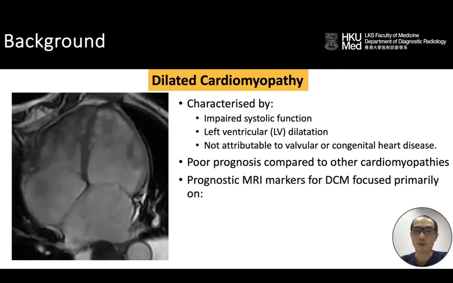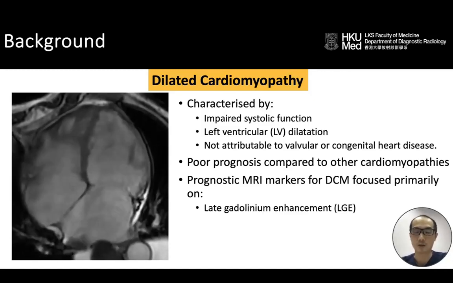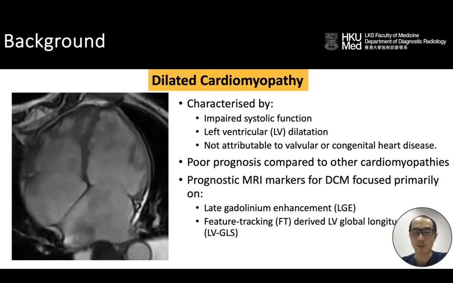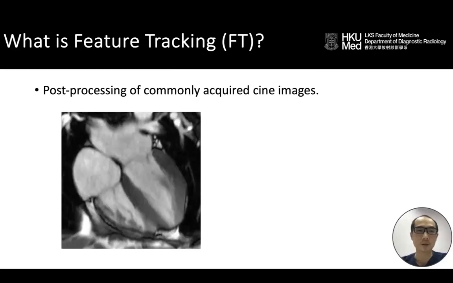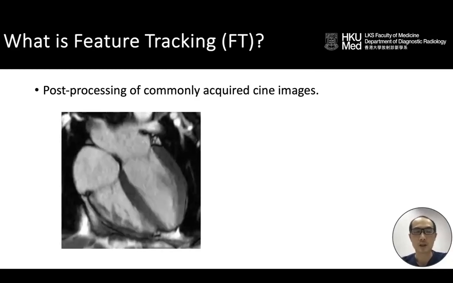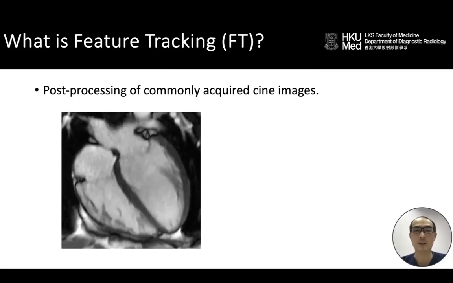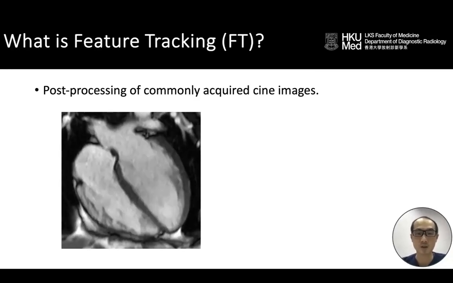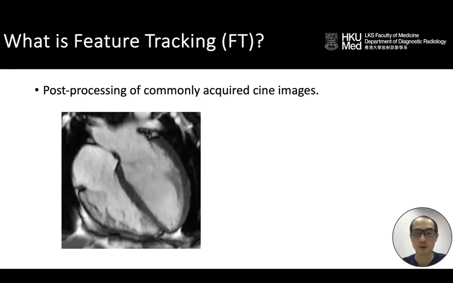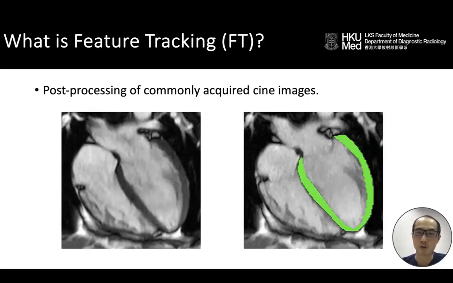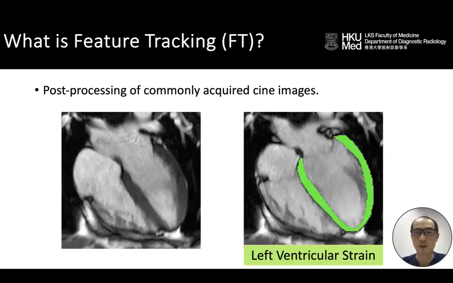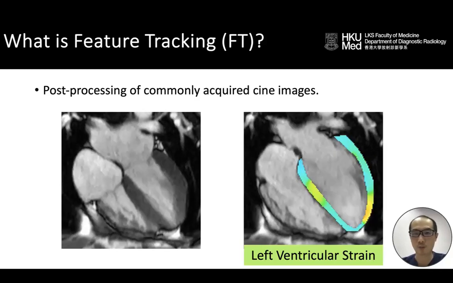So far, we have, as a community, been focusing in terms of prognostic markers on two particular markers: late gadolinium enhancement and feature tracking in terms of MRI assessment. So feature tracking is really a technique that we use for determining strain. And we do this by looking at cine images, which are commonly acquired, so therefore you don't need to lengthen your examination time. And then what we do is we draw contours around usually the left ventricular wall, and then the software will allow us to perform strain analysis.